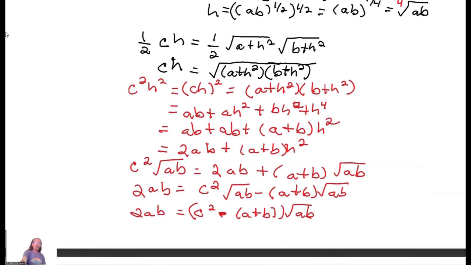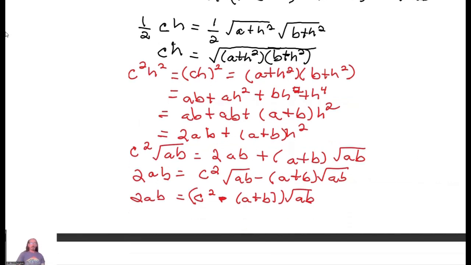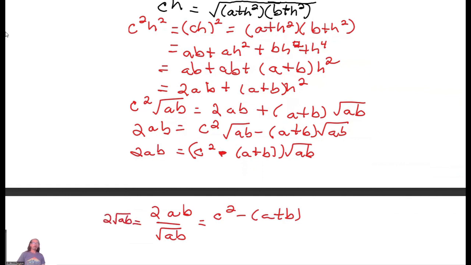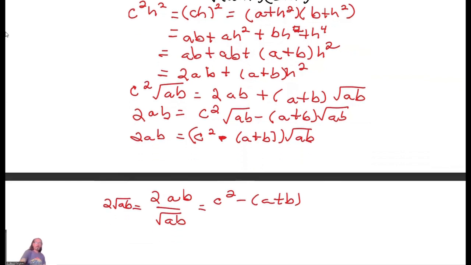Remember that a and b are positive, so a times b will be positive. The square root of ab will be positive because we're talking about the principal square root. So if I were to divide both sides by the square root of ab, that would be legitimate to do. And when you rationalize the denominator and simplify a bit on the left-hand side, then that's just going to give us 2 square root of ab. So, let's square both sides again.